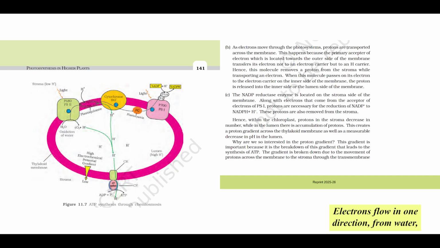Electrons flow in one direction, from water through PSII, then PSI, and finally reducing NADP+ to NADPH. This process results in the production of both ATP and NADPH plus H+. This is the most common form, providing both energy, ATP, and reducing power, NADPH, needed for the next phase.